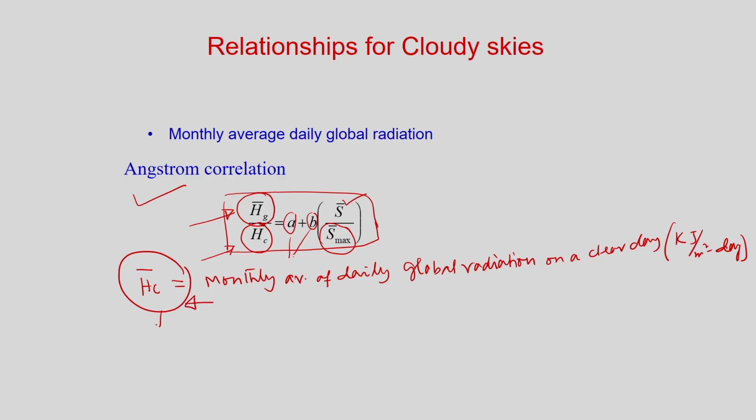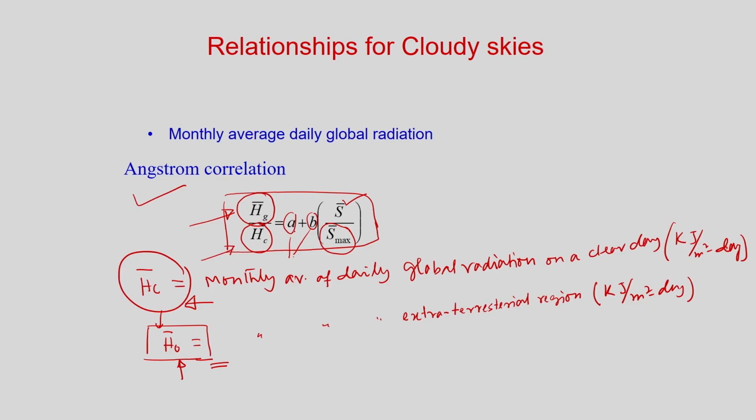So, normally this is replaced by H naught bar. This is nothing but the monthly average of daily extraterrestrial radiation on the particular day. Okay. So, this unit is also the same, kilojoule per meter square per day. Okay. So, how to calculate this? This is important. So, we will derive the expression for calculation of H naught bar. How can this H naught bar be calculated?